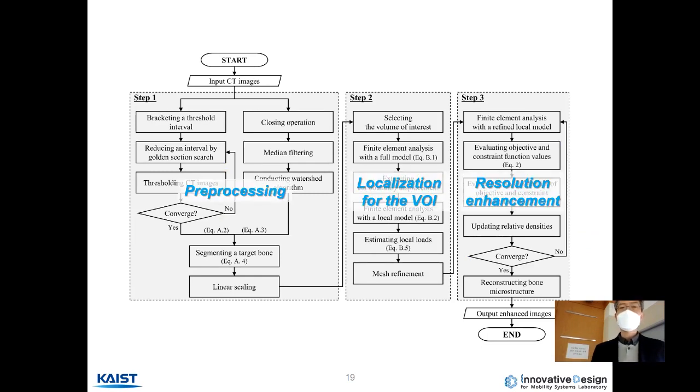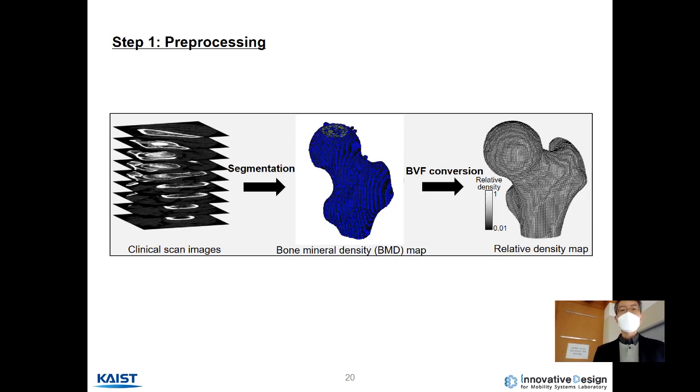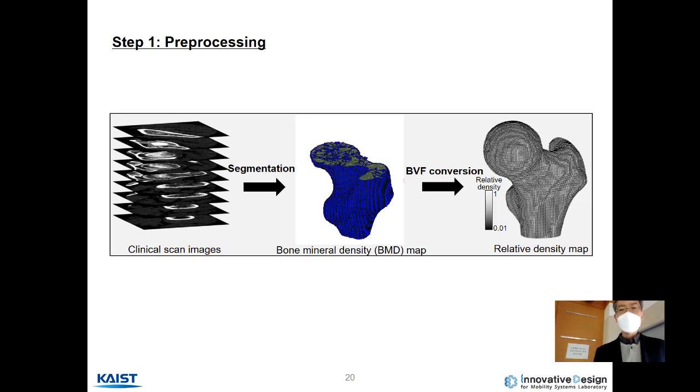It consists of three important steps: pre-processing, localization, and resolution enhancement. First, pre-processing. When we have low resolution CT scan images, they contain a lot of garbage information. Through automatic segmentation, which we developed, we can obtain the fully segmented femur. Then this can be converted into a relative density map for the proximal femur. This is required to conduct topology optimization.